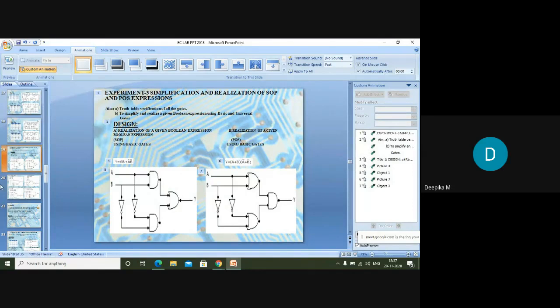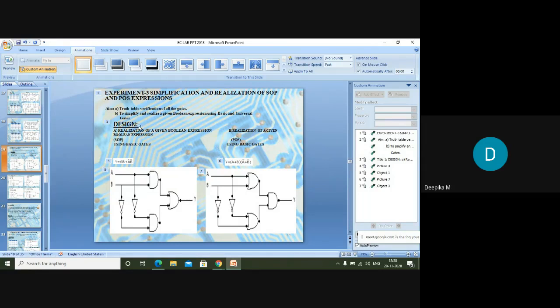Coming to the aim of this experiment, it is the truth table verification of all the gates. By using SOP and POS functions, we are going to verify the truth table, and to simplify and realize a given Boolean expression by using basic and universal gates. We'll be using basic gates and also universal gates. As I told you, basic gates means NOT gate, AND gate, OR gate. And coming to the universal gates, the NAND and NOR gates are called universal gates. By using NAND and NOR gates, we are going to implement the function.